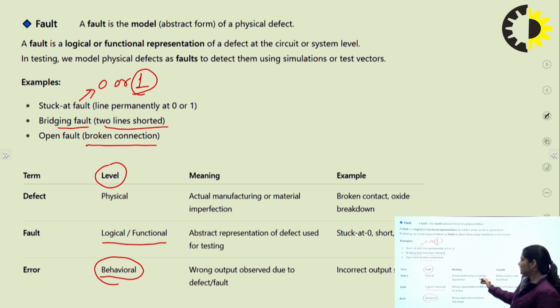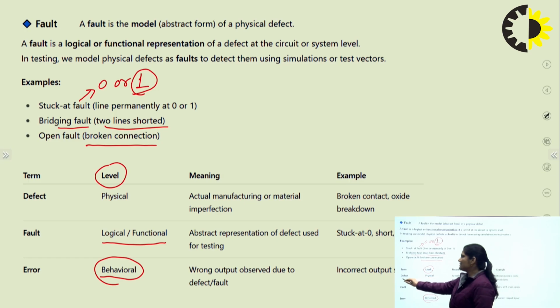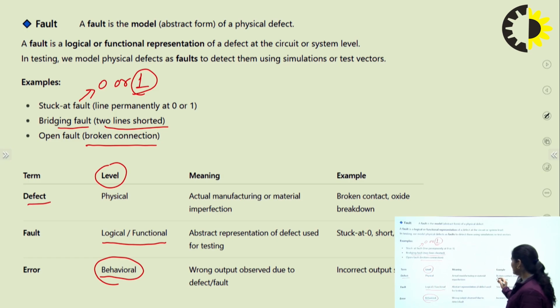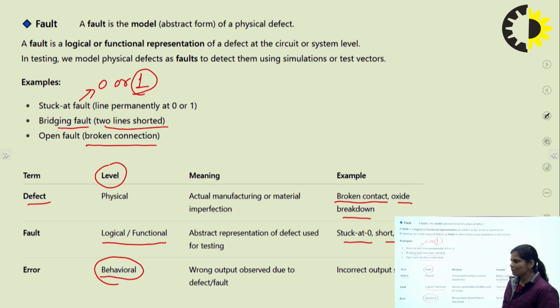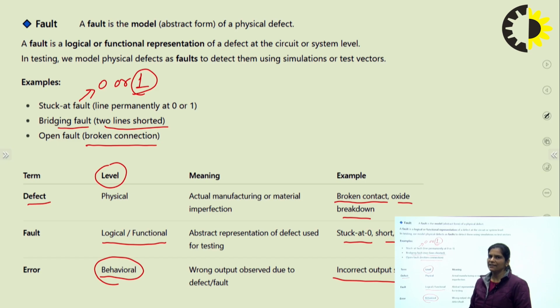Now, if we take an example of a defect, it is a broken contact or broken oxide; then you can say there is a defect in the device. Fault: stuck at 0, short, or open are the types of faults in the device. Error: as we have already done, if you are getting an incorrect output signal, that is known as an error in the device.